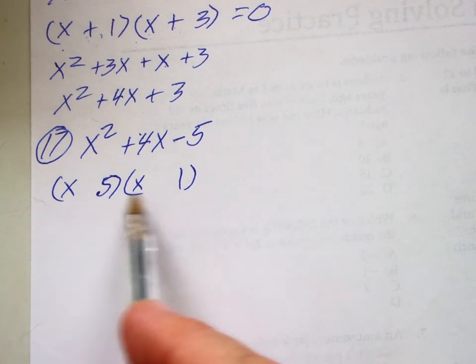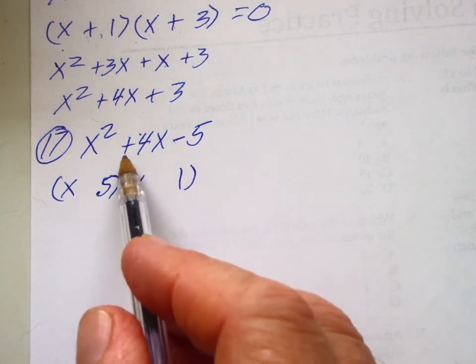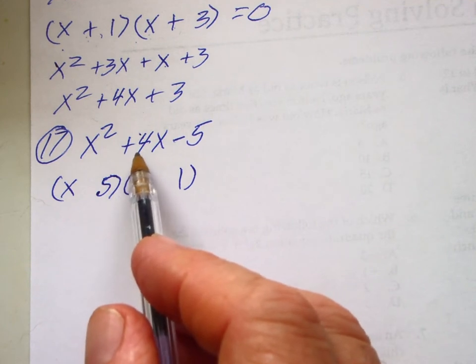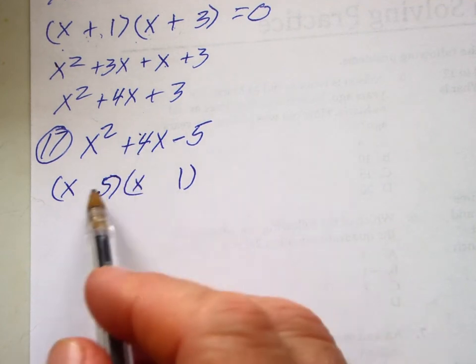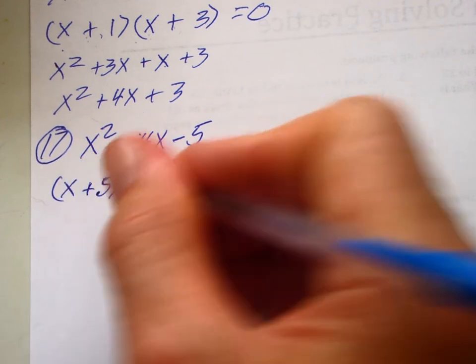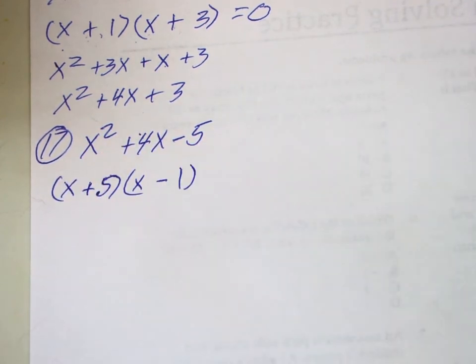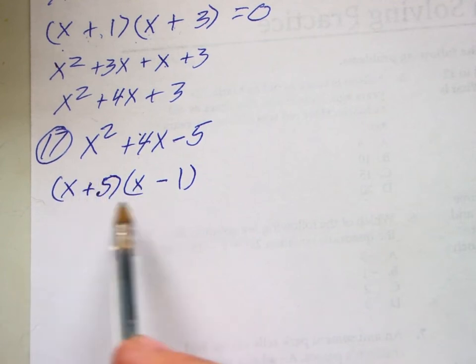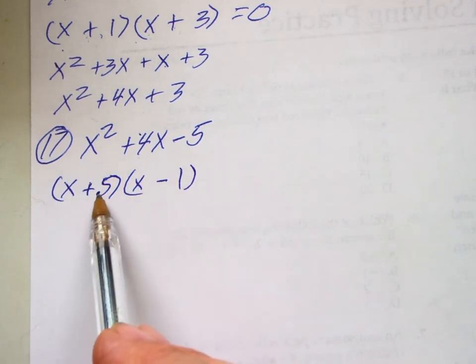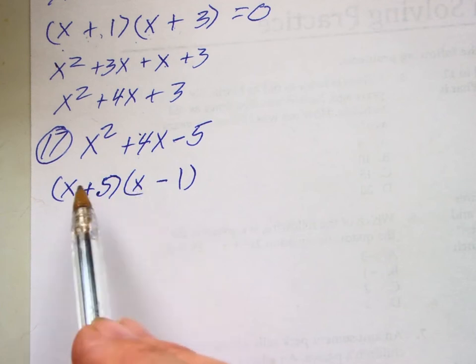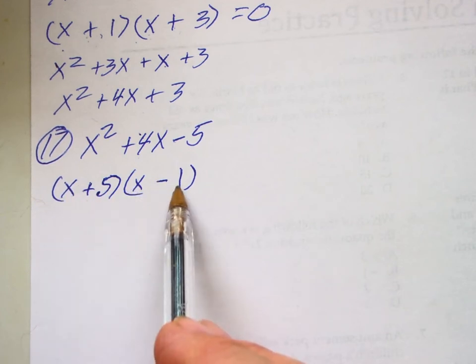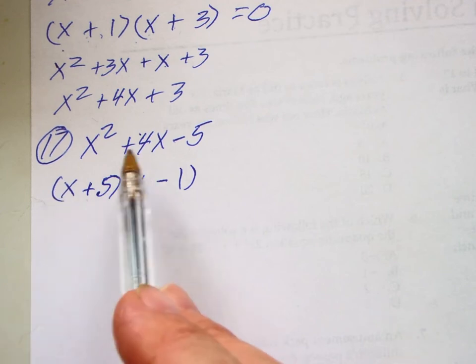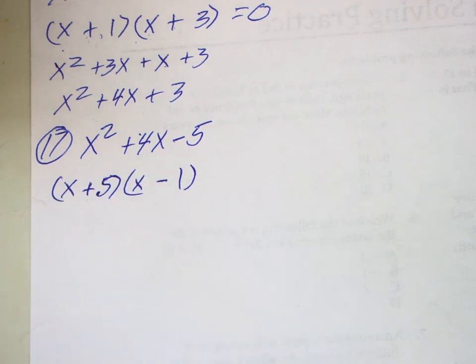Where do we put the plus? Where do we put the minus? Well, we want to end up with positive 4x. So we want the positive to have the bigger one. So we'll put the positive with the 5 and the negative with the 1. That'll give us x squared. It'll get us minus 5. It'll give us 5x, and it'll give us x times minus 1, minus x. 5x minus x is 4x, so that'll work. Okay? You could multiply it out and check and see if it works, but I'm telling you, it's going to work.